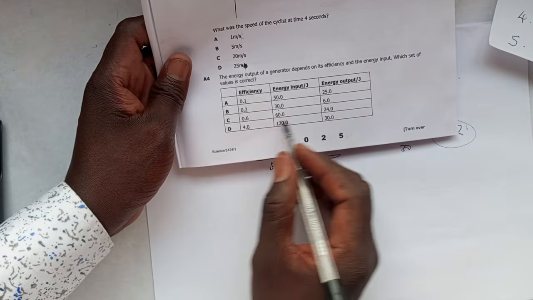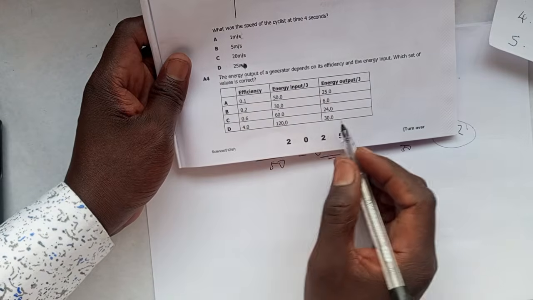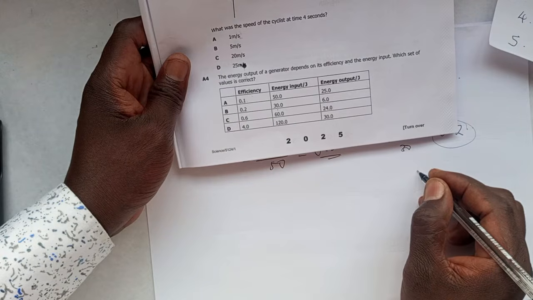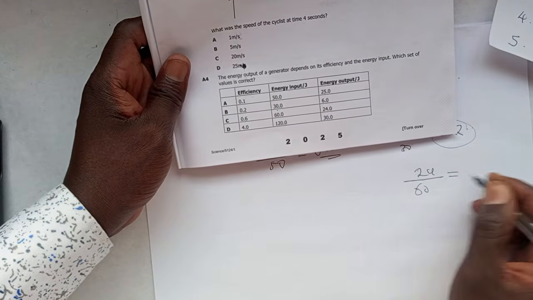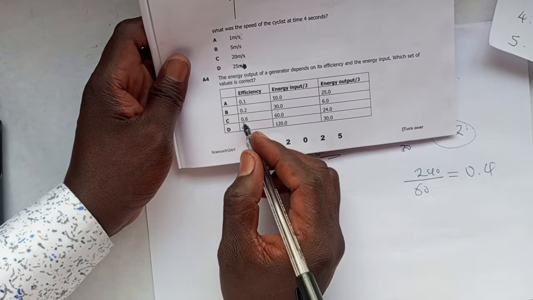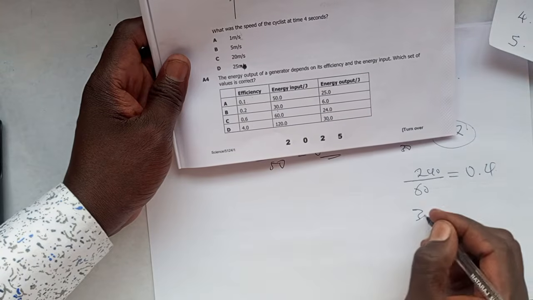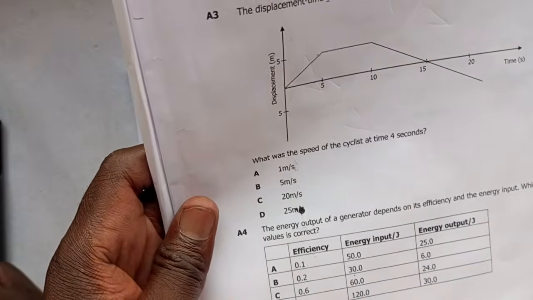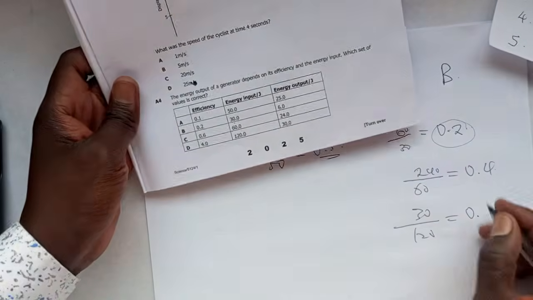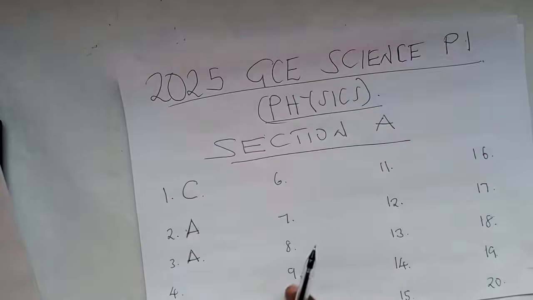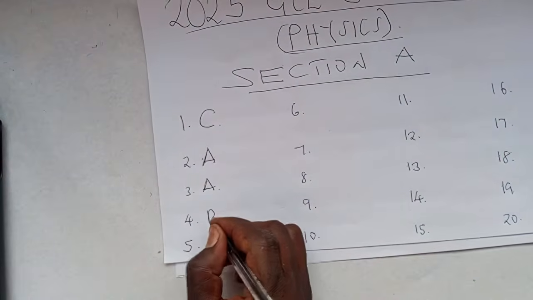Because if we try the rest, we don't really reach what we are talking about. Because if we try this, we are going to say 24 divided by 60, which is 0.4. Do we have 0.4? We have 0.6. This one, 30 divided by 120, if we were to divide that, it will land us into 0.25. Do we have that? No. So the answer is B. So question 4, the answer is B.